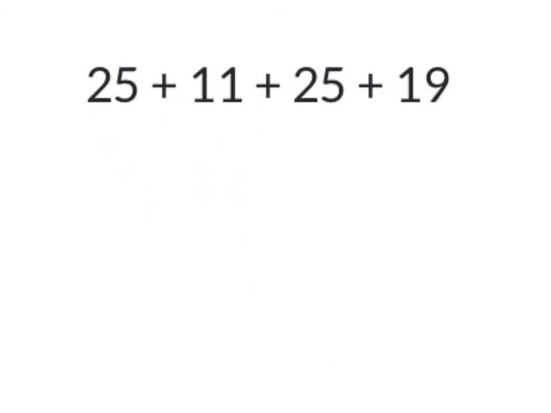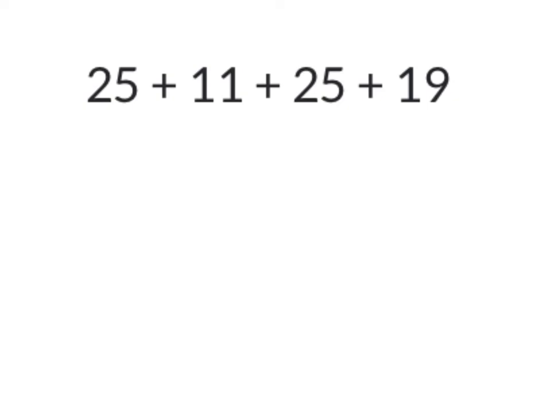And let's look at one more example with harder numbers. So this time I've got 25 plus 11 plus 25 plus 19. Now I know that it doesn't matter what order these numbers go in, the answer is going to be the same, because that's the associative rule.